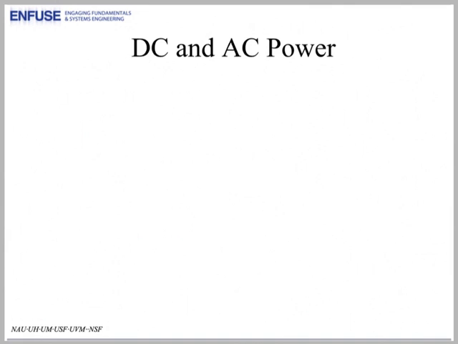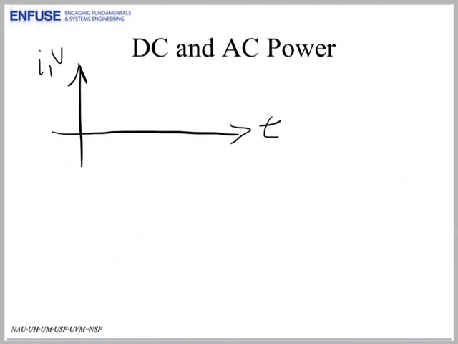The labels DC and AC are a bit misleading. First, DC means constant or fixed current. So if I plot a DC current or voltage as a function of time, it will be a constant or fixed value. On the other hand, alternating current means sinusoidally varying current. So I will draw that as well on here. And you can see that it varies with time. The power provided by a wall socket is AC, while the power provided by a battery is DC.